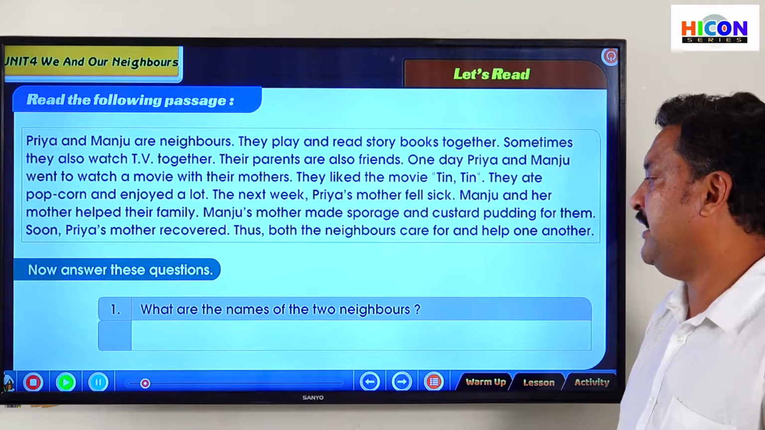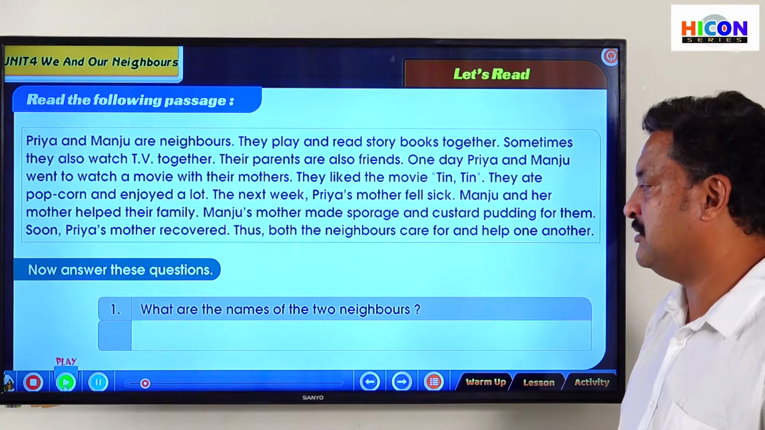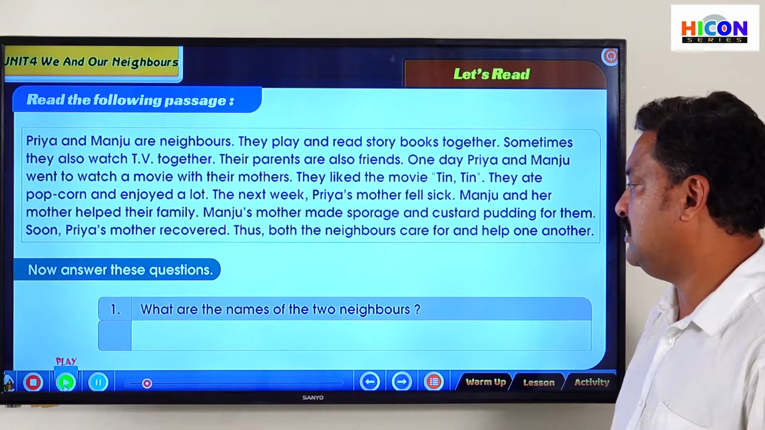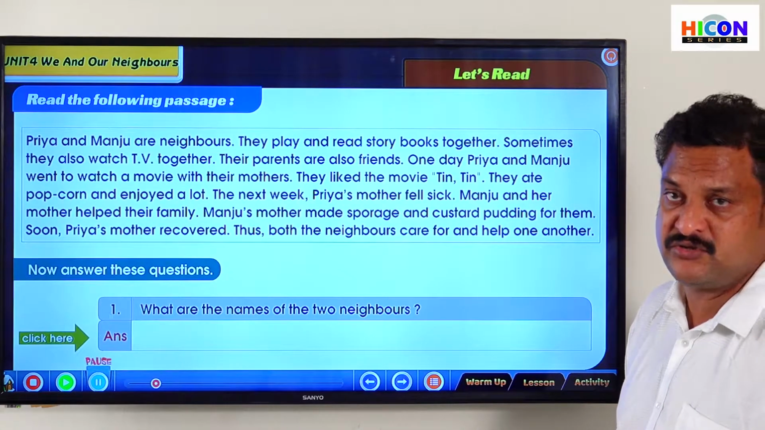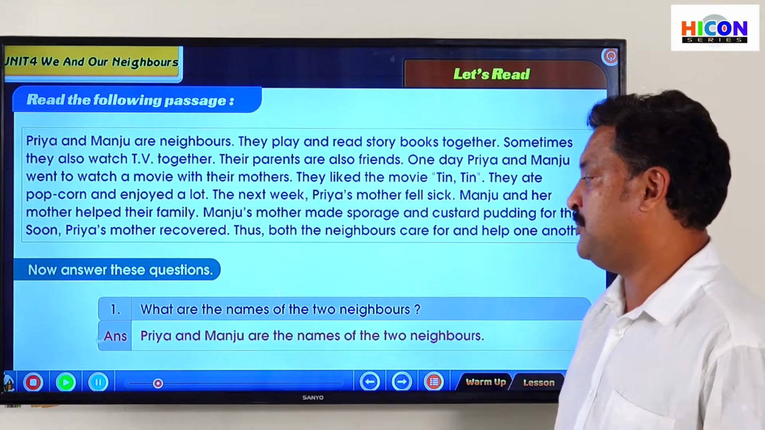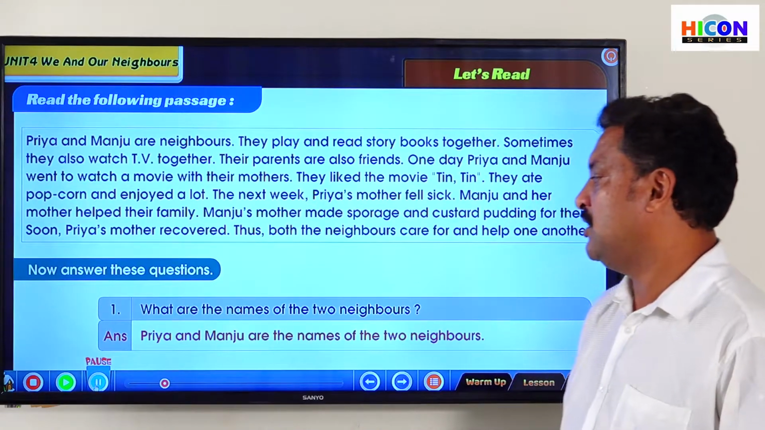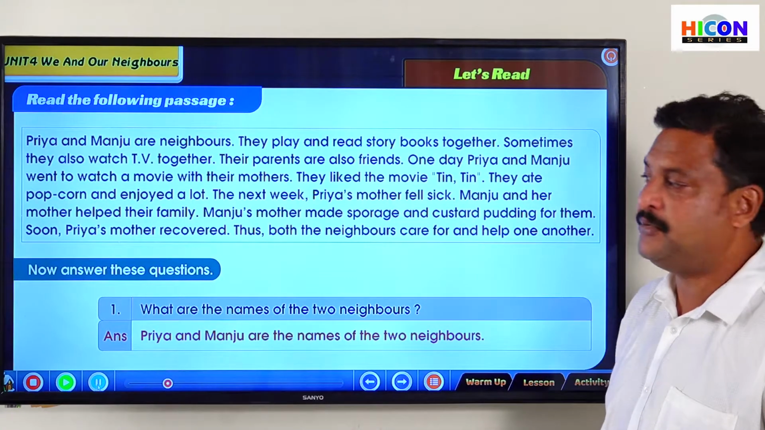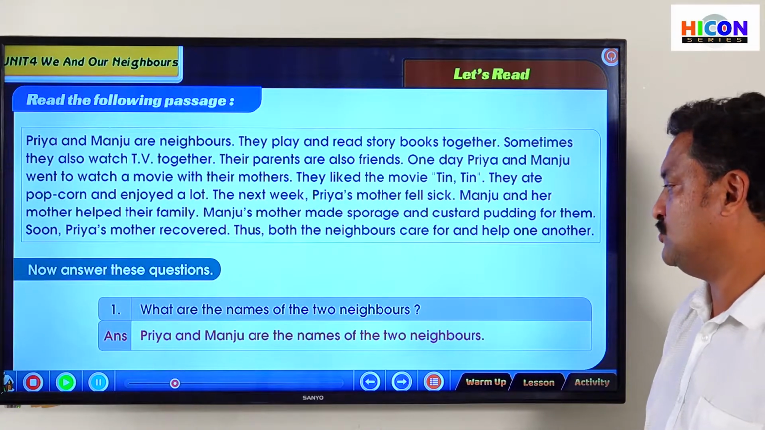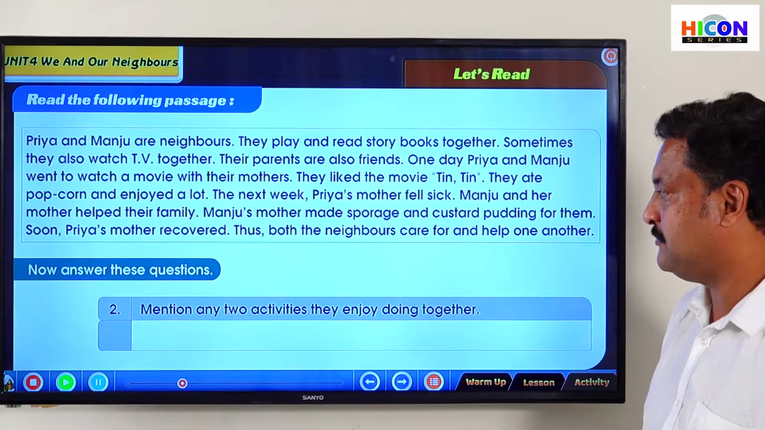What are the names of the two neighbors? Yes, Priya and Manju are the names of the two neighbors. What are the neighbors' names? Priya and Manju. Okay. Next question.